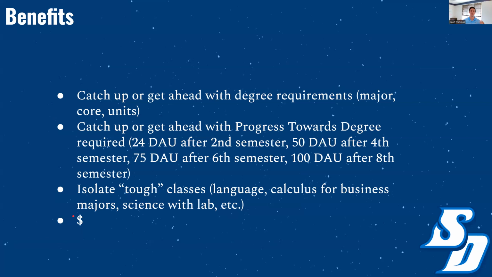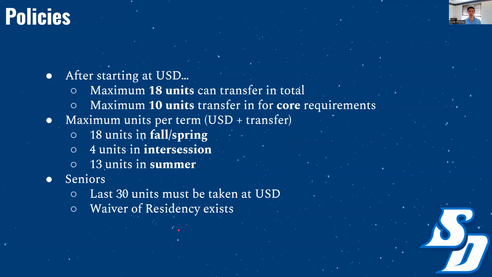There's a financial benefit too. USD is a very expensive school. If you are not 100% covered by aid, you might be responsible for making this stuff up on your own. So it's just going to be, frankly, cheaper than USD to transfer a class in, especially if you're going the community college route, okay? So all good benefits here.